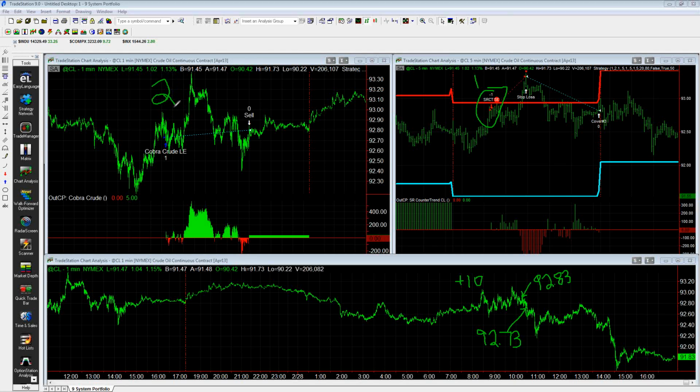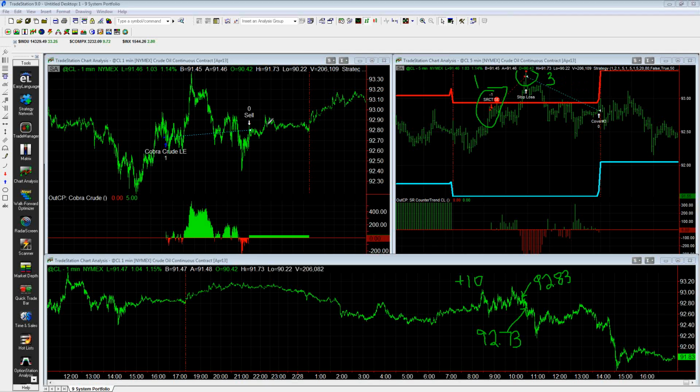This keeps erasing. I'm not sure why. This is the first signal. This is the second signal. So you're one signal short, one signal long, but overall you're flat. And then over here, SR counter trend gets stopped out and then gets back in. So we're just going to say that was a quick long and short trade, and you're still flat. It did a buy and then a sell again, so you're still flat.